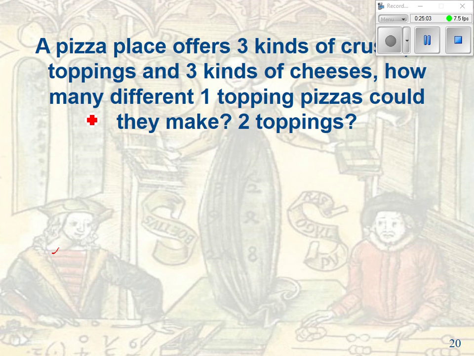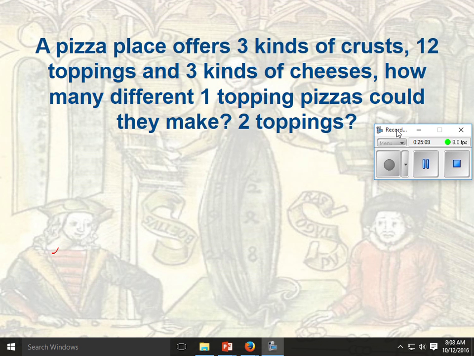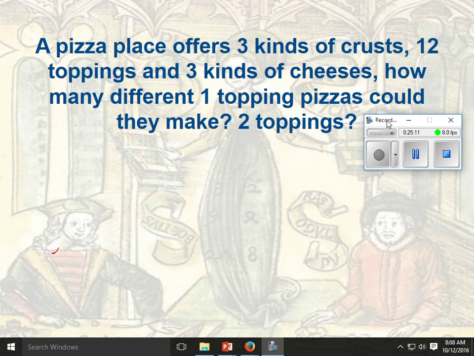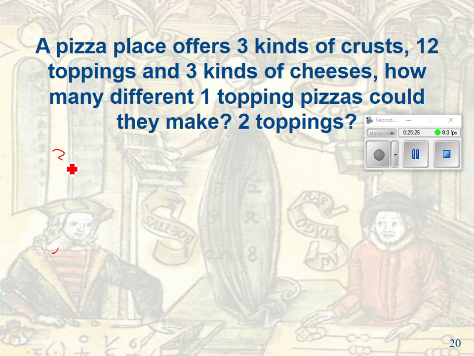A pizza place has 3 kinds of crust, 12 toppings, and 3 kinds of cheeses. How many different one-topping pizzas could be made? So how many choices do we have for the crust? 3. 3 times 12 times 3 is 108.